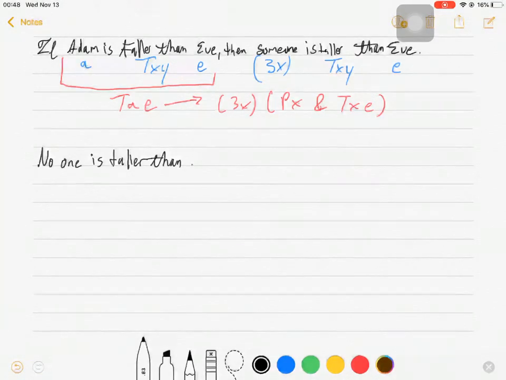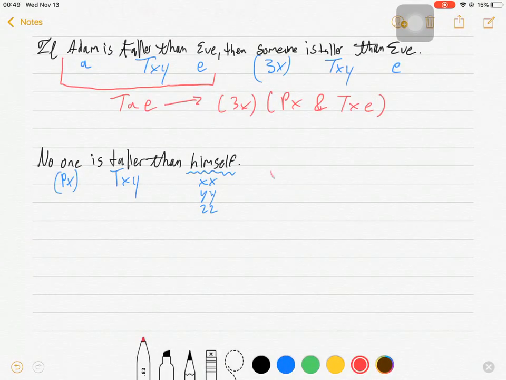No one is taller than himself. So what we have is we have no one. So we're talking about a person here. It's understood. Taller than relation. X is taller than Y. In himself, we know that something's going to be self-referential. So we're going to have like an XX, a YY, ZZ, something of that sort. So if we wanted to translate this, we would say that for all of X, if X is a person, then it's not the case that X is taller than himself, or herself, or themselves.